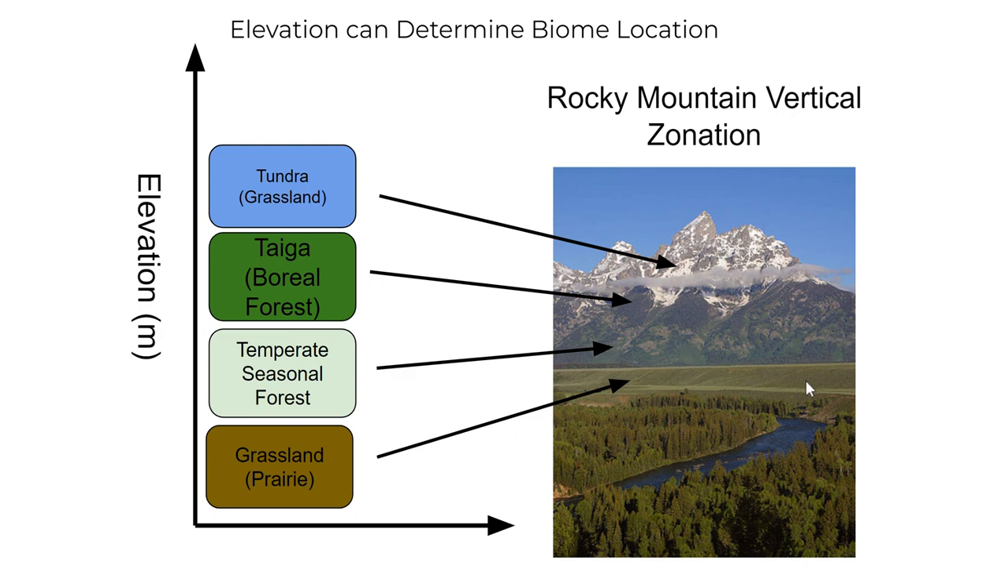So here at the bottom, we have a nice grassland prairie, and then you have a temperate seasonal forest into a coniferous forest until finally you have a tundra. So biomes will also change based on elevation, but again, that's because elevation is affecting the temperature of that region.